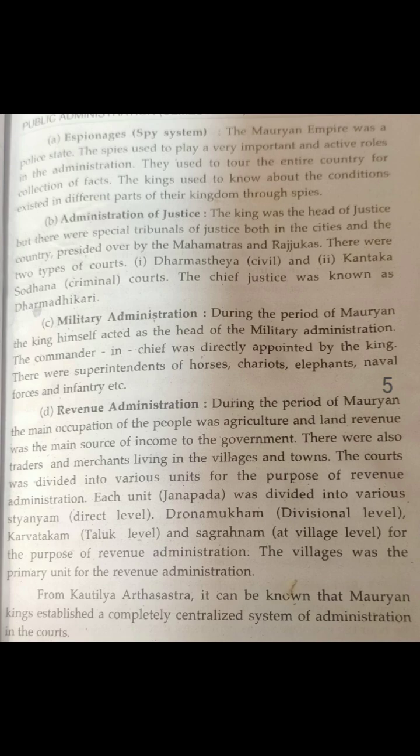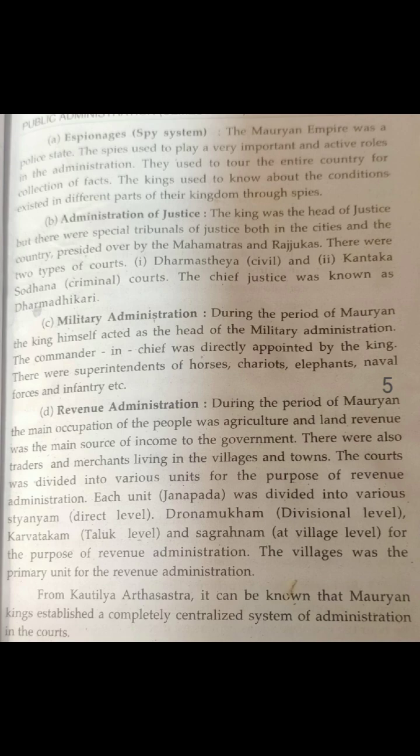Administration of justice. The king was the head of justice, but there were special tribunals of judges both in the cities and the country, presided over by the Mahamatras and Rajukas. There were two types of courts: Dharmasthiya, civil, and Kantakashodhana, criminal courts. The chief judge was known as Dharmadhikari. Military administration. During the period of Maurya, the king himself acted as the head of the military administration.